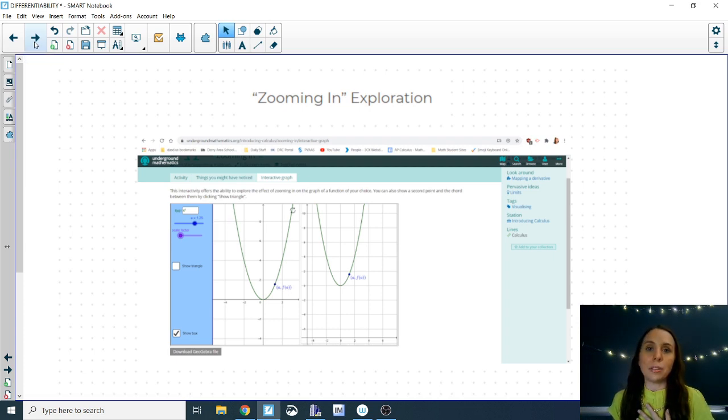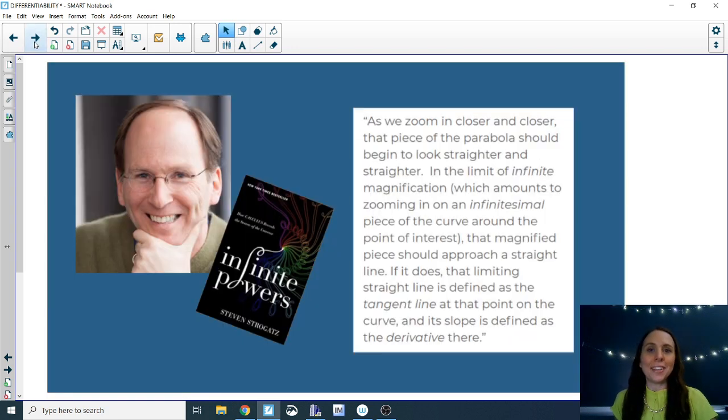I am excited to tell you, though, that not only do I think this is a really good way to explain differentiability, but my man Steve does too. Isn't that wild? Steve Strogatz and me, same brain, I wish. All right, anyway, in his book, Infinite Powers, I decided to dive into that again and see what he had to say about this.